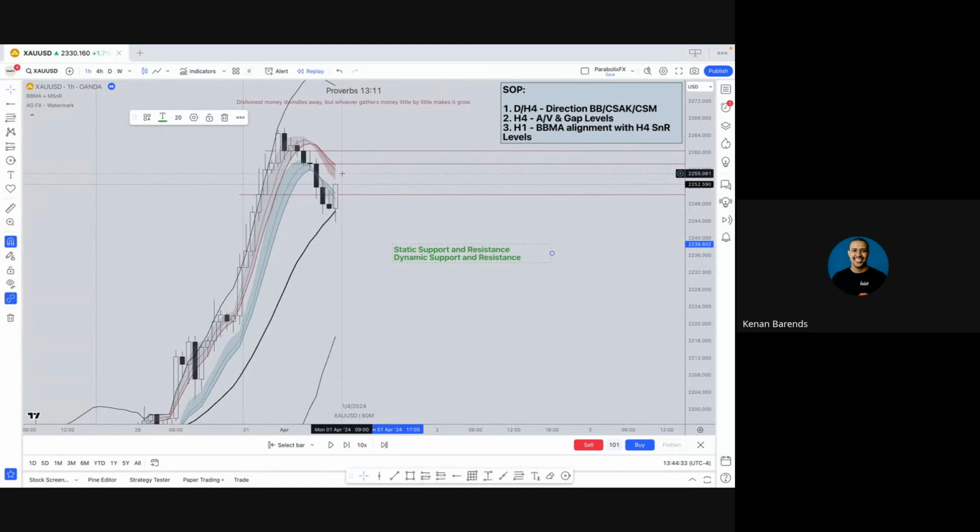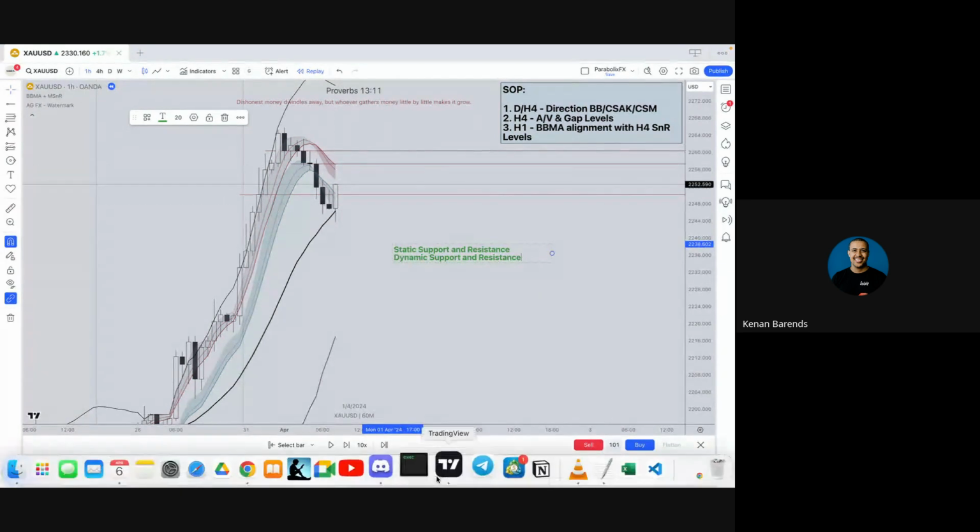Don't get confused when you go onto the 1 hour. A lot of guys go into the 1 hour and they get chopped up because they forget that we are taking the trade based on the 4 hour, not on the 1 hour. We are only taking the entry on the 1 hour. And what we are looking for on the 1 hour is simply confluence and convergence of static and dynamic support and resistance. Now we can see that the red line is over there.